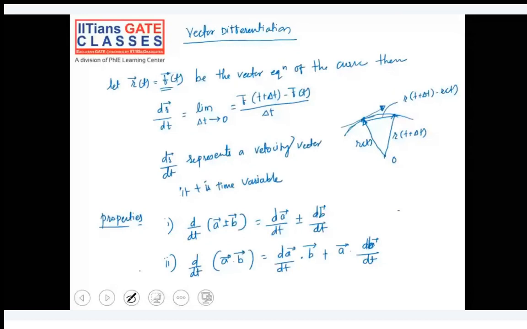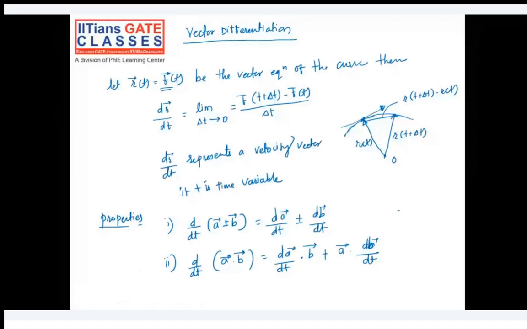So look at this figure here. This figure is, let's say, a curved figure. Let me just draw it with a red pen. Okay, this is the curve we are talking about. This curve is represented by r bar of t, or you can say f bar of t as well.